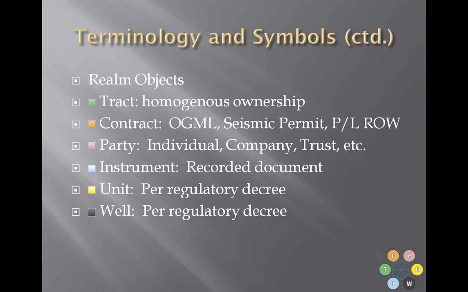So here we look at the six realms within TotaLand. We've got tracts, contracts, parties, instruments, units, and wells. A tract is just a unit of homogeneous ownership. Contract is a generic term for leases, permits, pipeline rights-of-way, that type of thing. A party is the entity that can have some type of interest in these other realm objects. So it can be an individual, it could be a community, a joint tenancy, a company, a trust, that type of thing. An instrument is just a recorded document. Units and wells are basically self-explanatory.